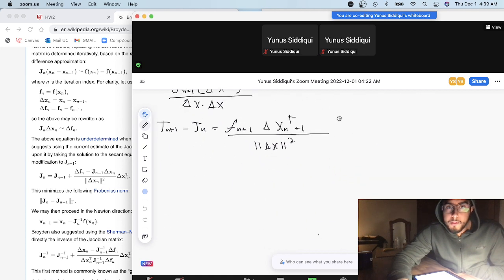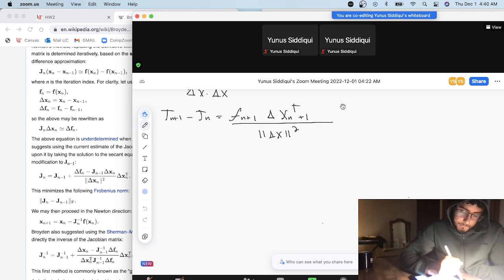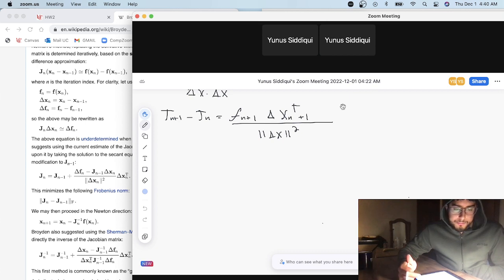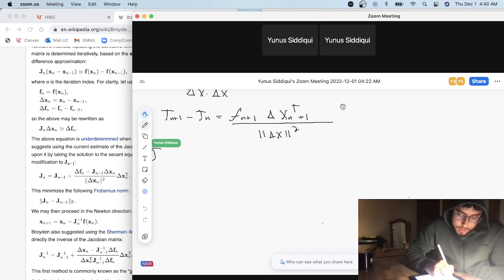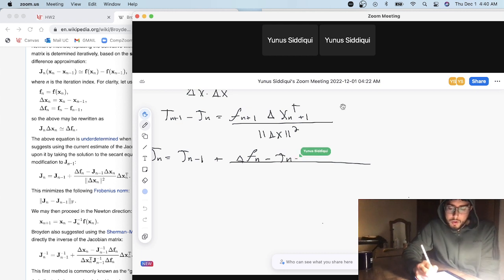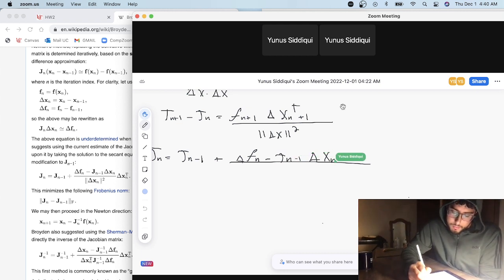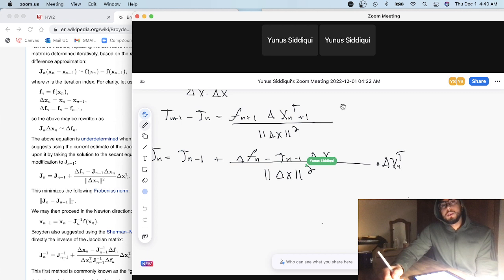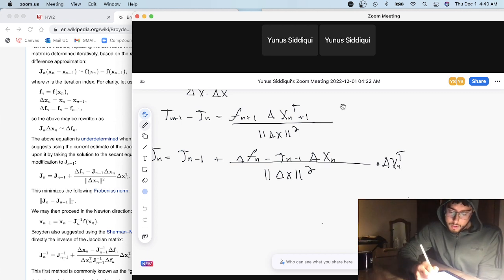Let's move this up a little bit. And then from there, we can move around some terms and we can see that the Jacobian of n is equal to the Jacobian of n-1. See how this was plus, now it's minus, so this will change as well. And then we add that to the change in the function of n minus the Jacobian of n-1 times the change in x n, multiplied by the transpose of delta x of n, all over the magnitude of delta x of n squared. Sorry about that.